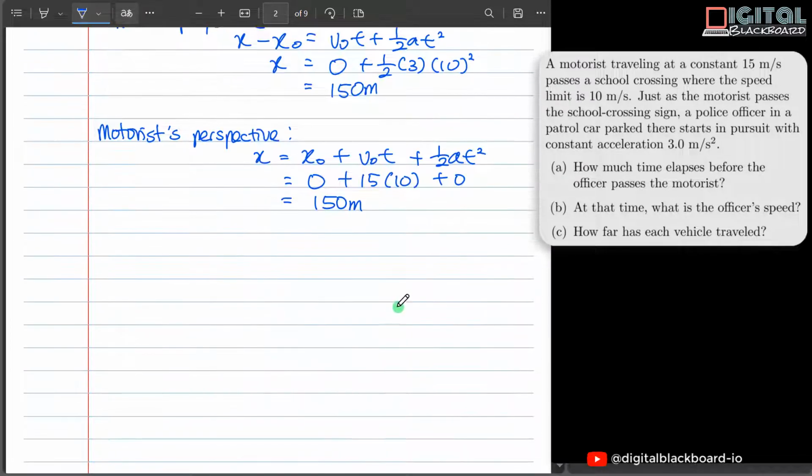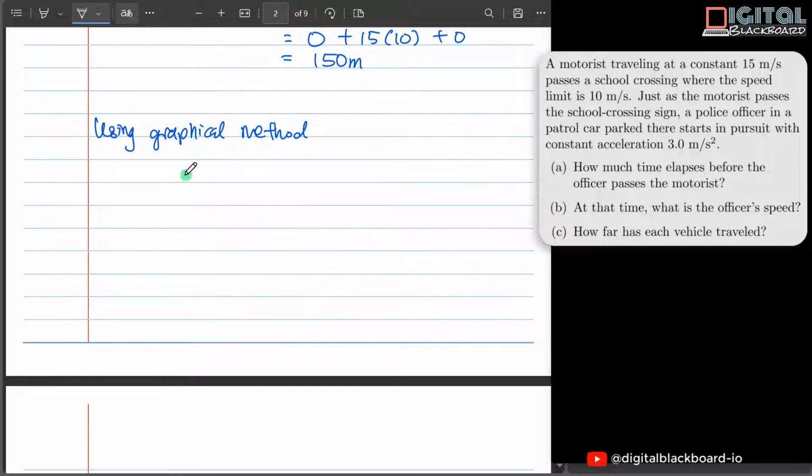So we have solved this question using kinematic equations. We are now going to solve the same question using the graphical methods. First, sketch the v-t graph. First, for the motorist, it's very simple. It's just a straight line.